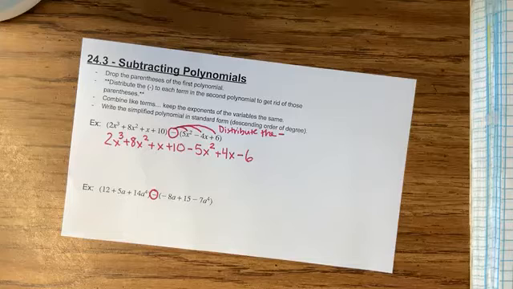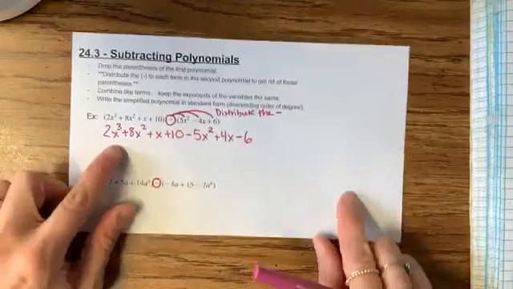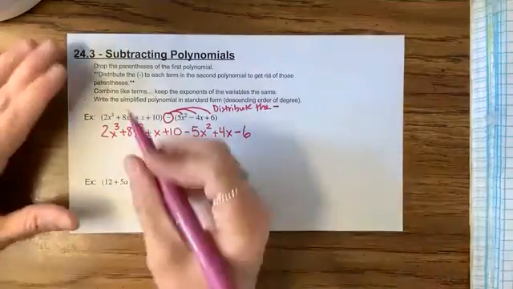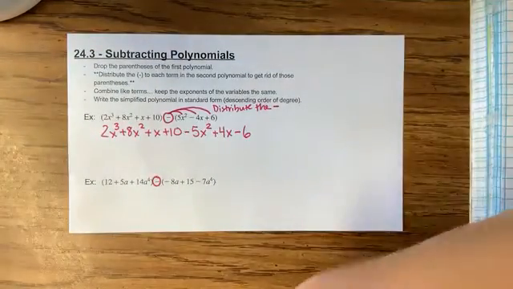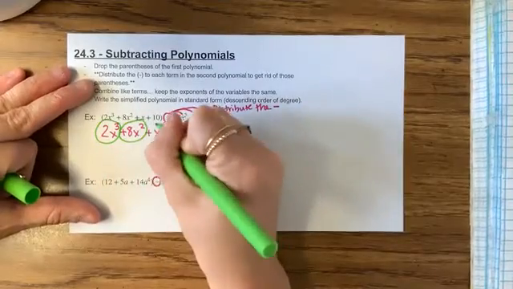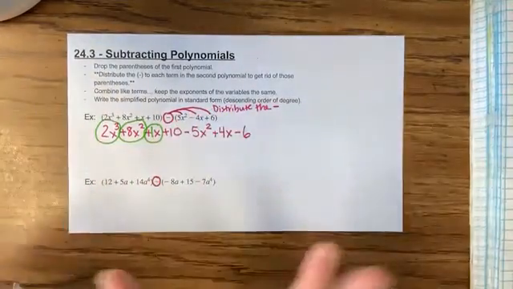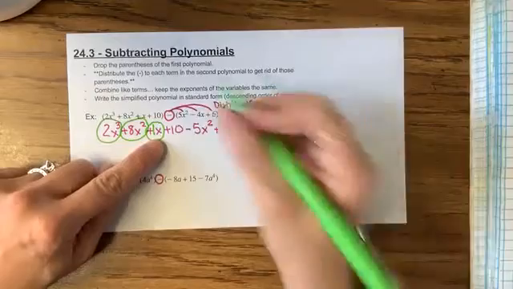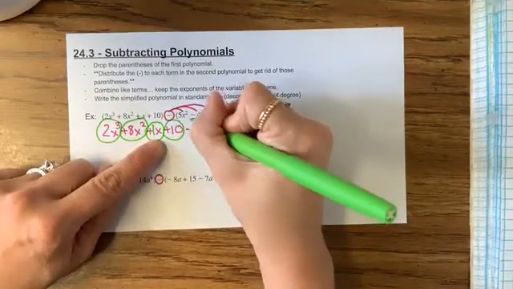So if I want to combine these in descending order of degree, which ones will I put together first? X to the third. How many terms are there with x to the third? Just one. Okay. There's just one of those. I got 2x cubed plus 8x squared plus a 1x. I will always put those ones there because it's so easy to overlook them with all the numbers.